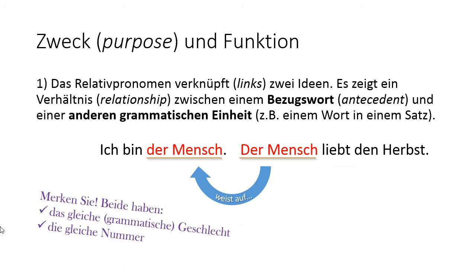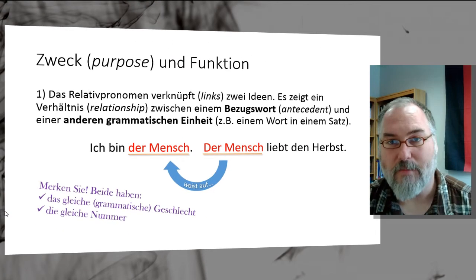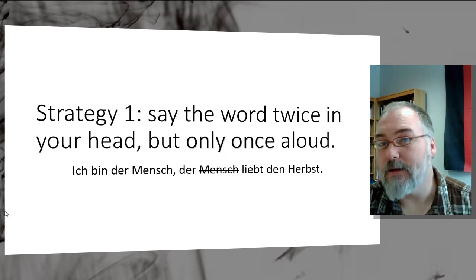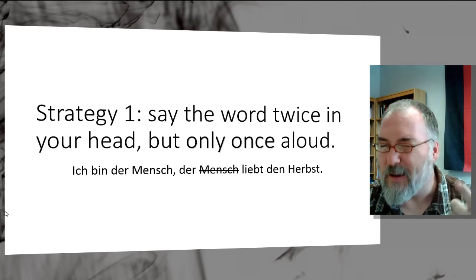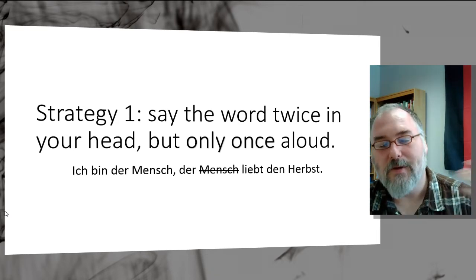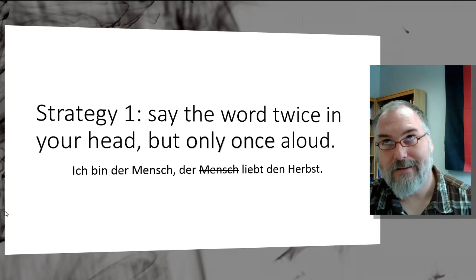So you'll notice that both of these words, because they're the same, because they're common between the sentences, they share gender and they share number. They have the same grammatical gender, the same number. So a strategy that some people employ to begin with is to just say the same word twice in your head, but only once aloud. So, ich bin der Mensch, der liebt den Herbst.